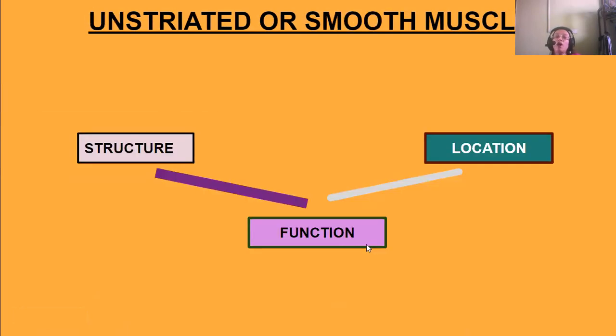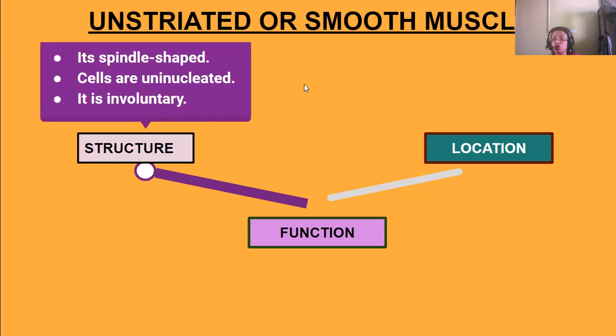Next, we are coming to unstriated muscles or smooth muscles. These do not have the large light and dark bands, and that's why they are unstriated, and so they are smooth muscles. Now, what is the structure? They're spindle-shaped. In the striated muscles, they were elongated. Here, the cells are uninucleated. Okay, one nucleus is there, and in the striated muscles, the cells are multinucleated.